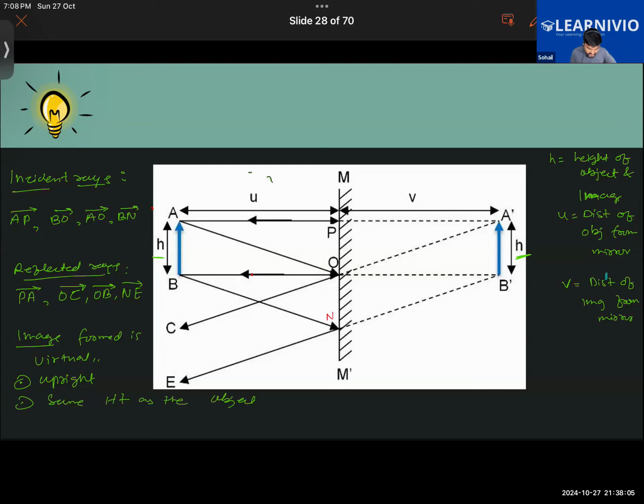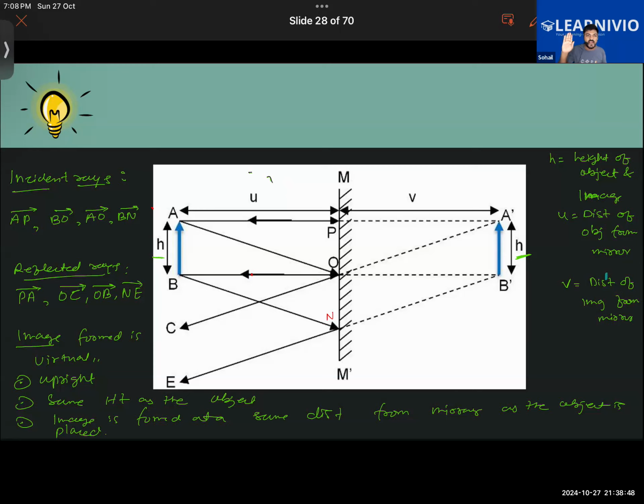Another point is that look at the distance between the object and the plane mirror and the image and the plane mirror. Is it different or same? Same, exactly. Very good. So the image is formed at the same distance from the mirror as the object is placed. Okay, but the thing is that the image formed will be laterally inverted.